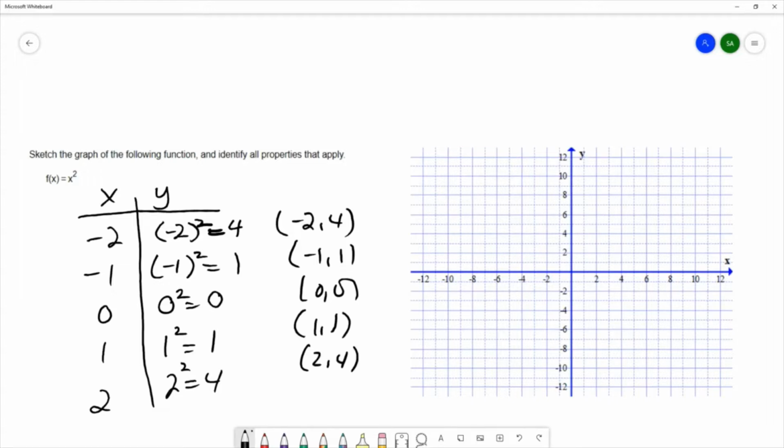I'll plot these points on my graph. 0, 0, 1, 1, 2, 4, -1, 1, -2, 4. And what I see as a pattern is a U-shaped graph. This graph is called the parabola. And it looks like this. So there's a sketch of the graph.